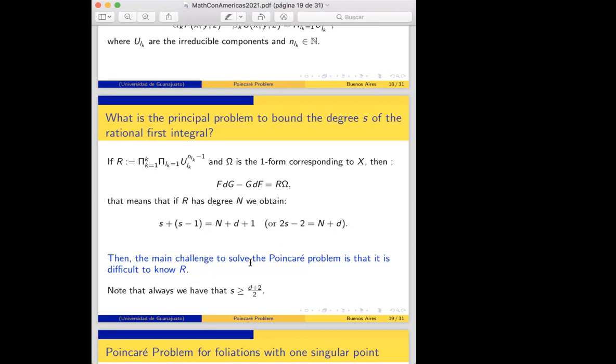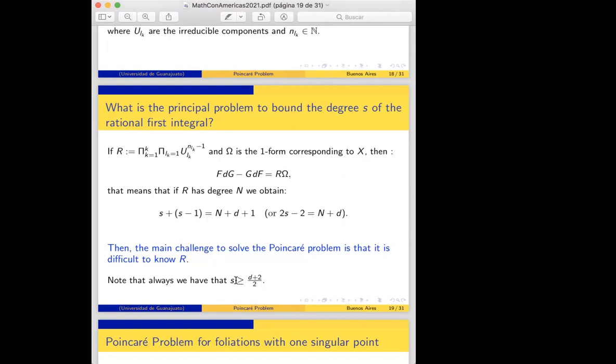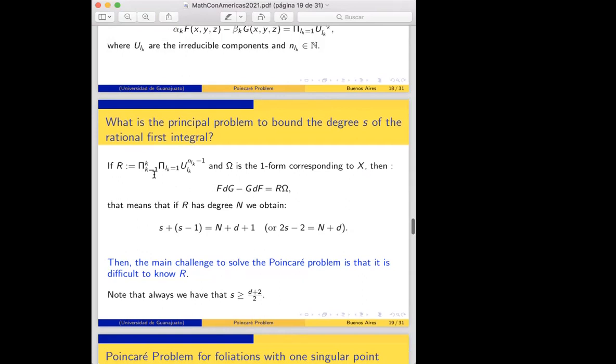Then the main challenge to solve the Poincaré problem is that it's difficult to know R, the product of the irreducible components of the non-reduced fibers. For that, it's difficult to bound the degree of the rational first integral, because it's difficult to know this polynomial R. But here we can see that we always have that S is greater than or equal to (D plus 2) over 2, S the degree of the rational first integral. For that, it's difficult to solve the problem, because every pencil has different non-reduced fibers.